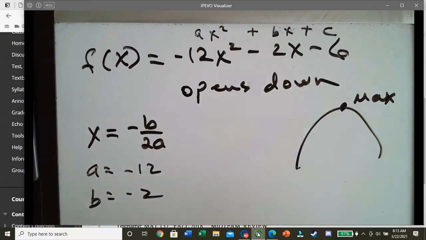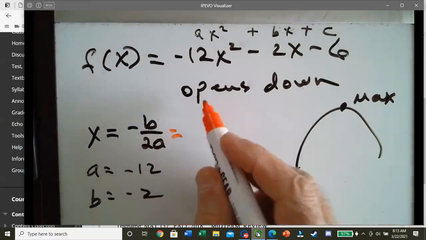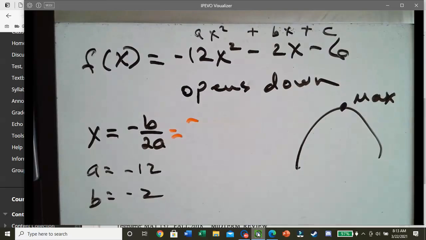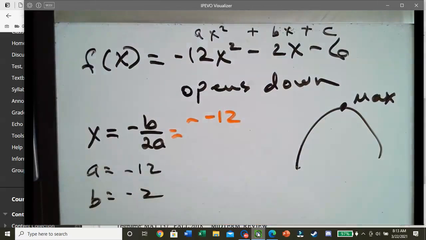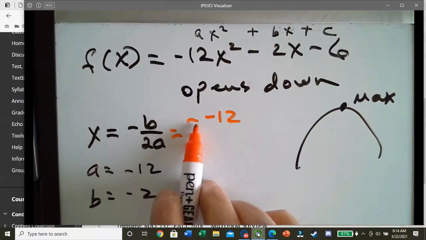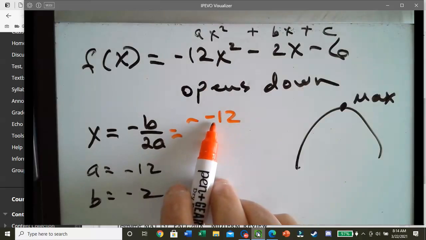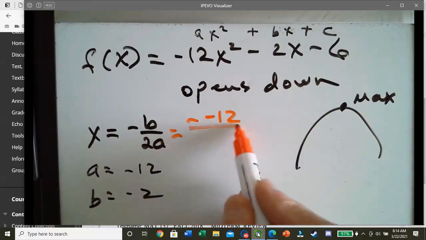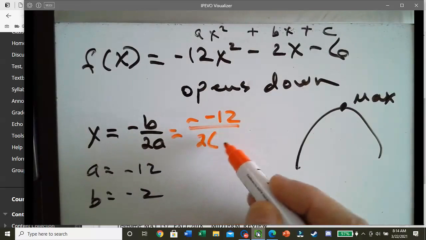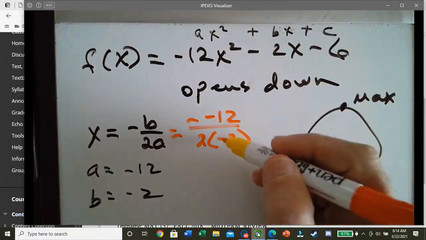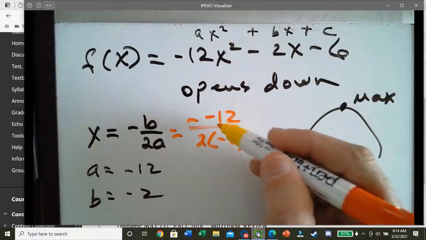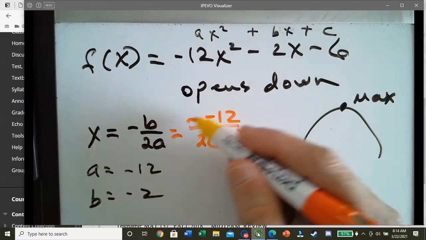negative 2. So we're going to put in here minus what? Minus 12. Minus a negative 12. Good. Because this minus is the minus for the equation, and this minus is the minus for b, over 2 times negative 2. So we've got a lot of negatives going on. You can cancel 2 negatives this way or 2 negatives this way, it really doesn't matter.